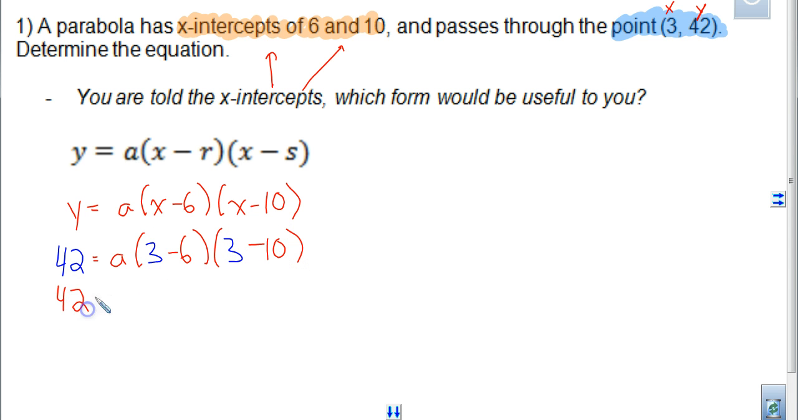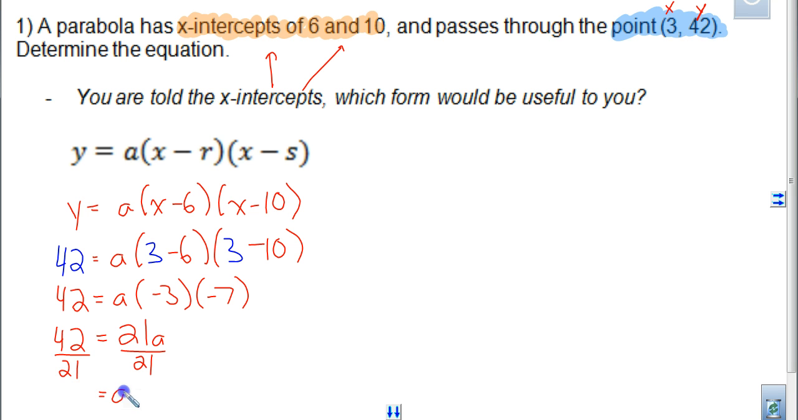Alright, so to solve this, we'll do this a little bit quickly. 3 minus 6 is negative 3. 3 minus 10 is negative 7. So what this means is 42 is equal to a times negative 3 times negative 7. So if I multiply both of those, I would get 21a. So if 21a is equal to 42, divide both sides by 21, and we will get the a value is 2. Alright, so now we know that the step pattern would get multiplied by 2.